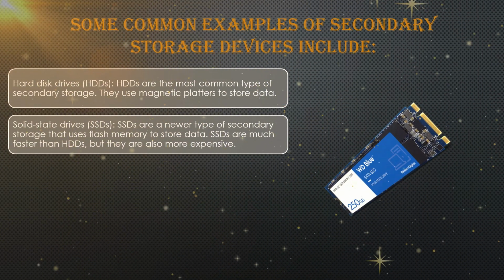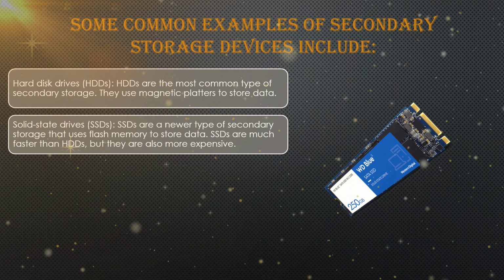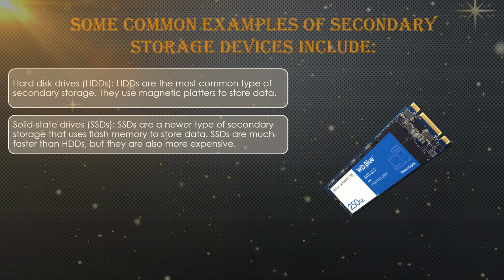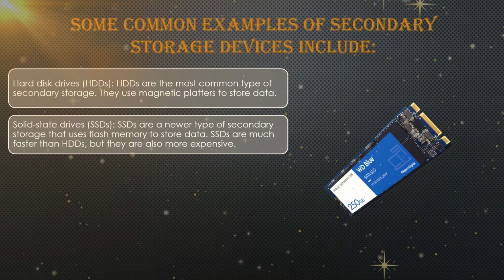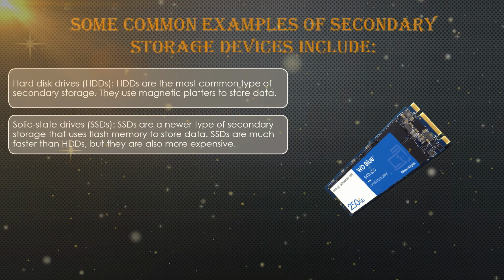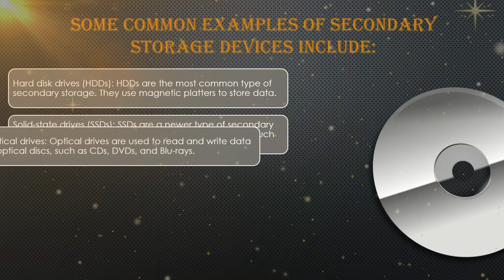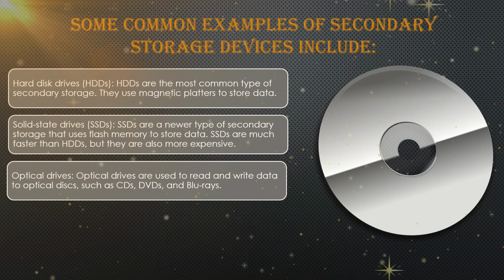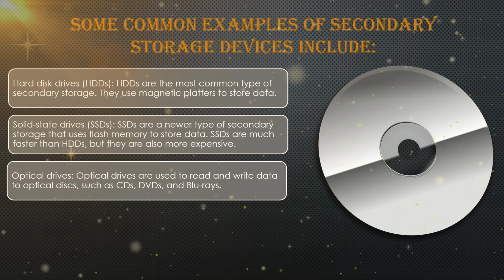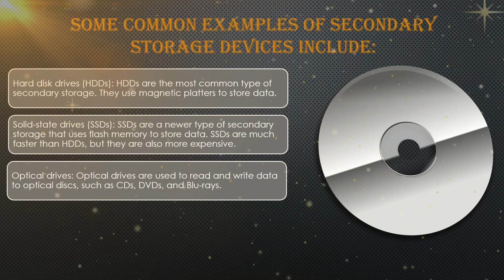Solid-state drives, SSDs, are a newer type of secondary storage that uses flash memory to store data. SSDs are much faster than HDDs, but they are also more expensive. Optical drives are used to read and write data to optical discs, such as CDs, DVDs, and Blu-rays.